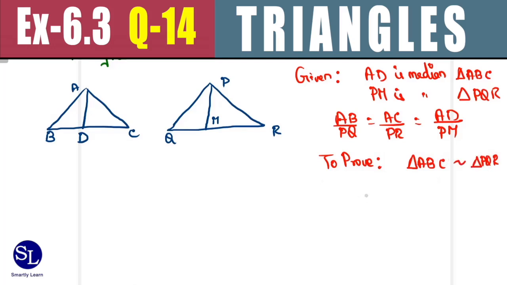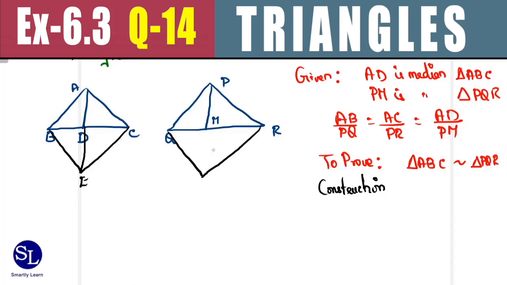In order to prove that, in this particular case, we are going to do a construction. Let's understand what we are going to construct. We are going to extend triangle ABC into a quadrilateral by extending AD to this point, which I mark as E. Similarly, in triangle PQR, I'm going to extend PM here, and I'm marking this point as L.